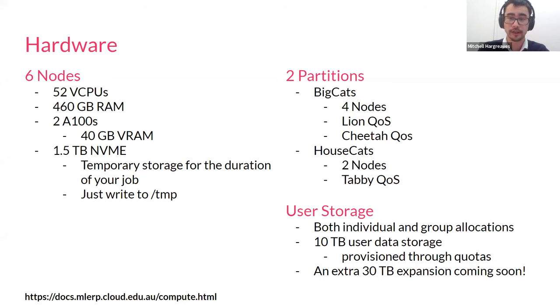If you need to be doing something else, like training, for example, that's okay. That's what the big cats partition is for. So you could, for example, have a batch training run running on the Lion quality of service, and then continue to develop on the Tabby quality of service, and that's fine.